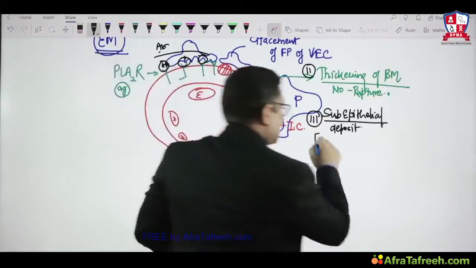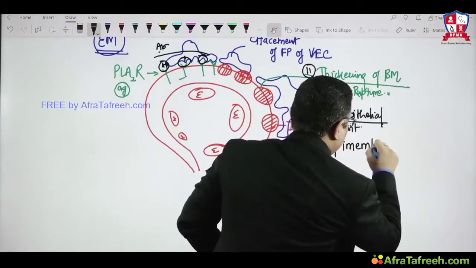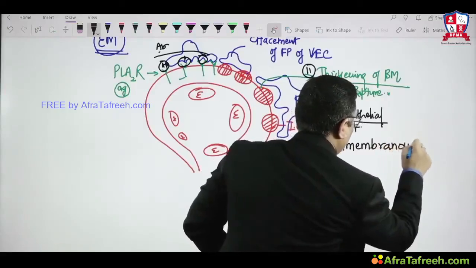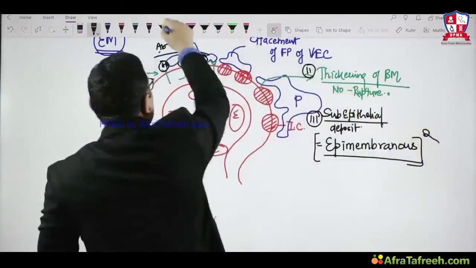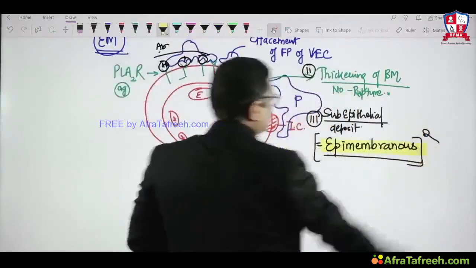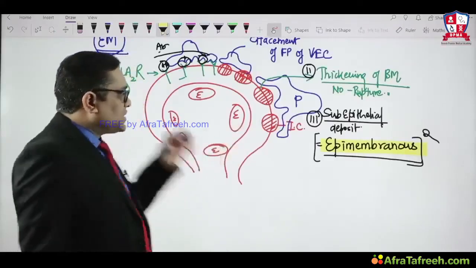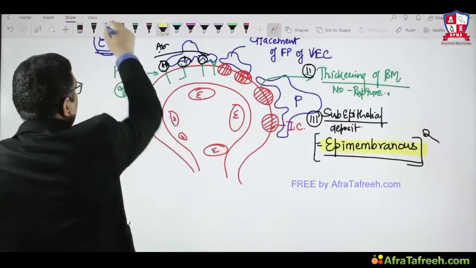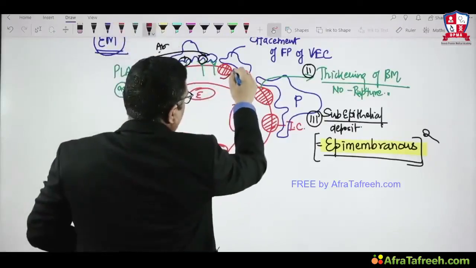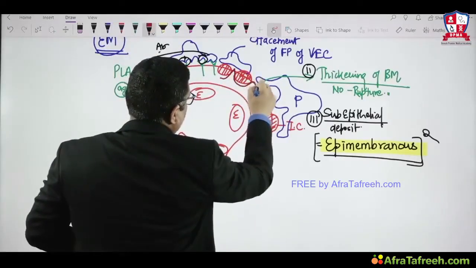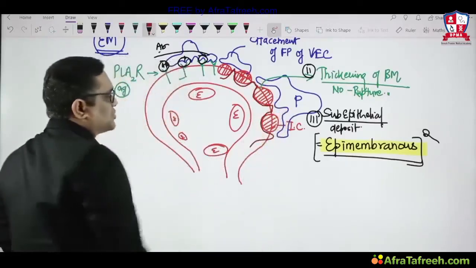So that is why it is also called epimembranous deposit, which was an older All India question. Epimembranous deposits are seen in membranous glomerulonephritis. When you are seeing this kind of deposit, and if you observe, between the deposits there is a portion of basement membrane, right?